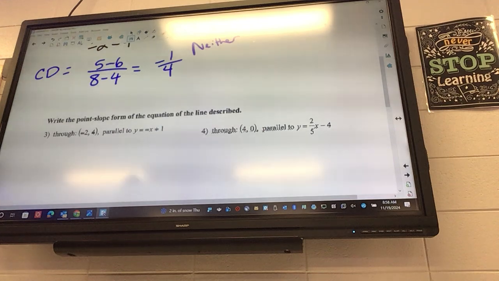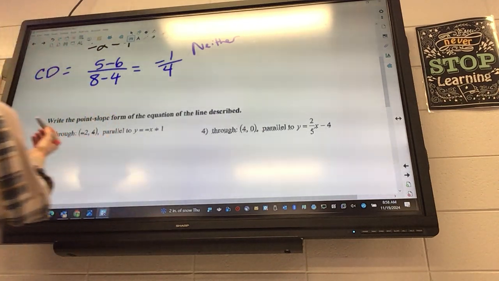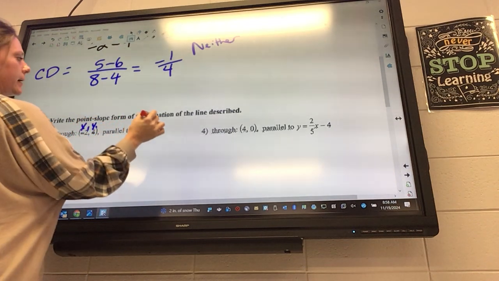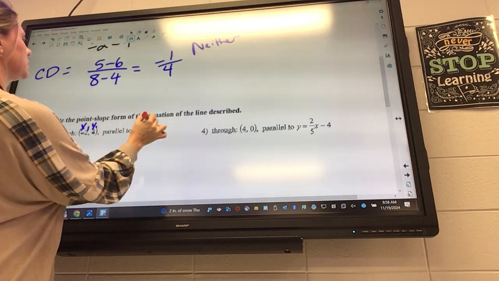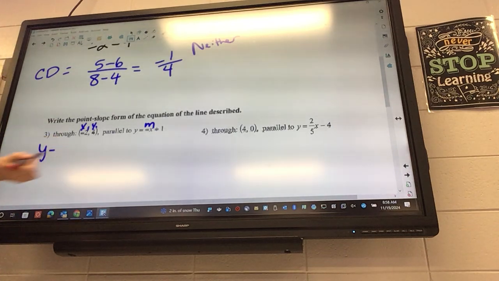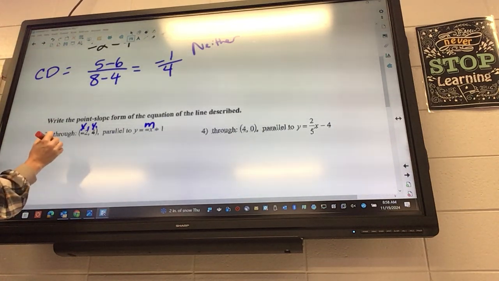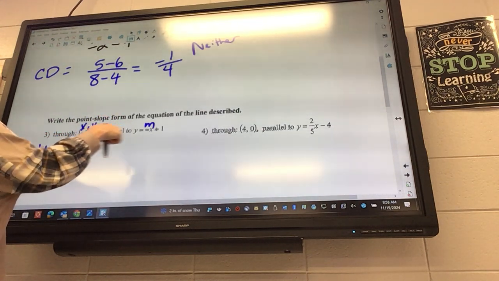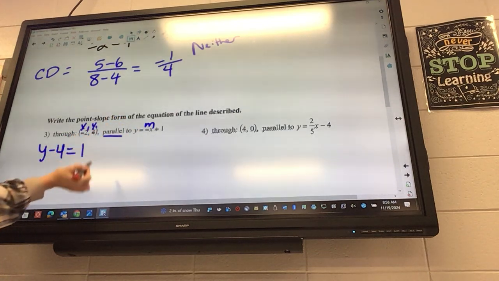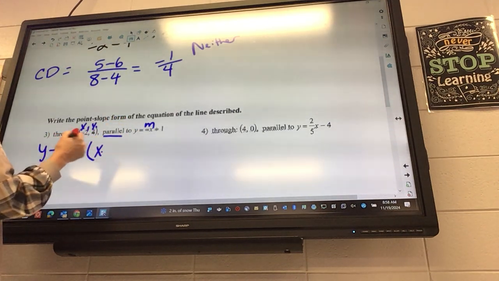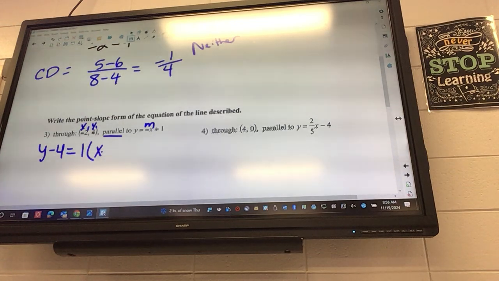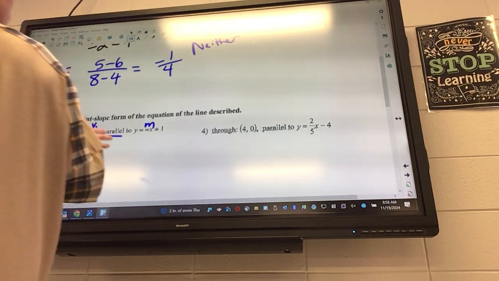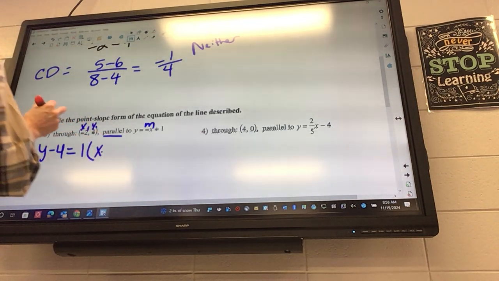So this is going to be x1, y1, and this is going to be our m, okay? So y minus y1, which is what? 4 equals, so this is parallel, so we're going to keep our 1, right? x minus x1. Is that a negative? Yeah, it's negative.